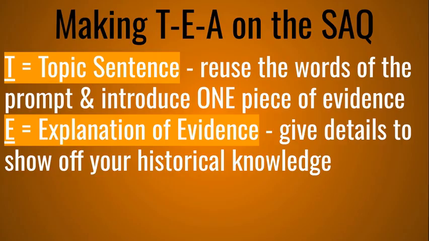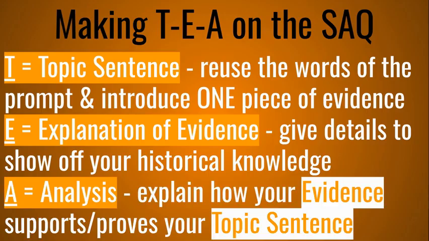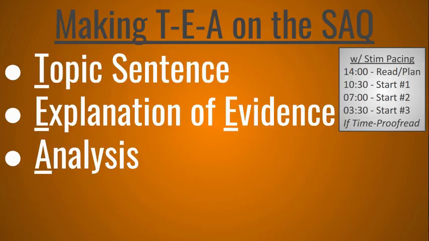If the topic sentence is introducing a word that would be on the front of a flashcard, the explanation of evidence is like, what are those bullets on the back of the flashcard? What are the details about that particular thing? And then your analysis is simply doing the logical leap of how does that evidence support or prove your topic sentence? So how does this prove that or support that? And that's the whole deal.